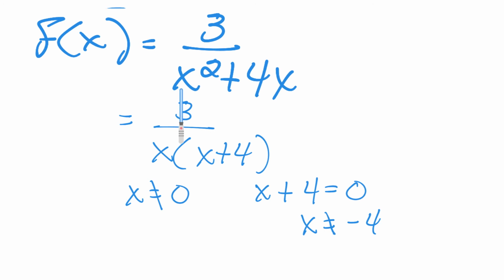If we put 0 here for x and 0 here, that will make the denominator 0. If we put negative 4 here and here, it will also make the denominator equal to 0. So x cannot equal 0, nor can it equal negative 4. And so if we write this in interval notation, this is what it would look like.